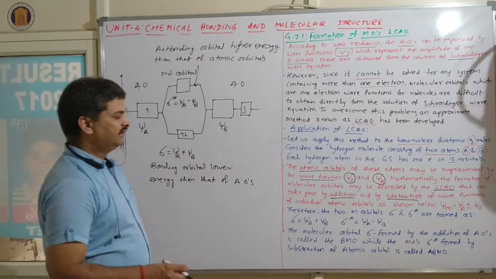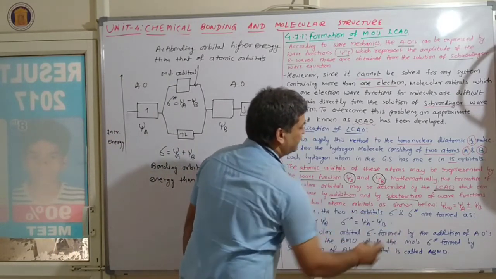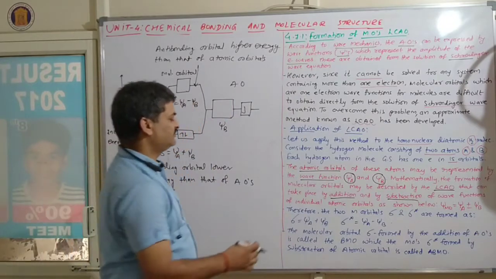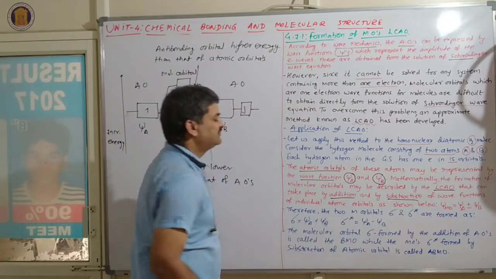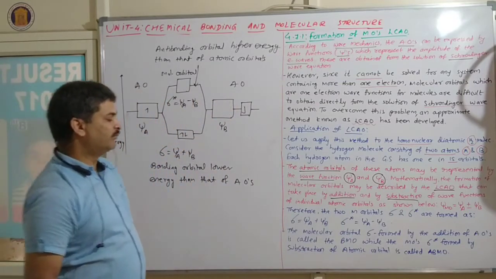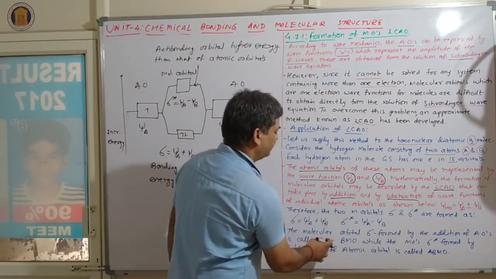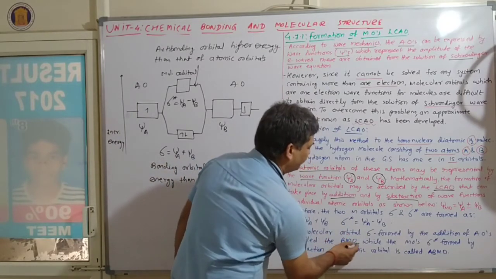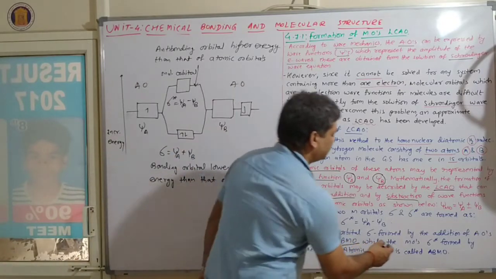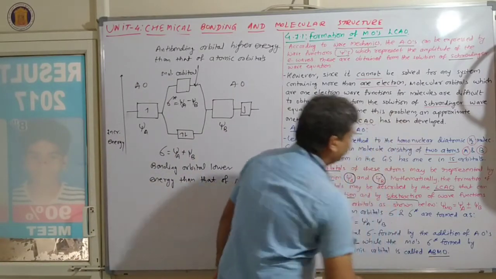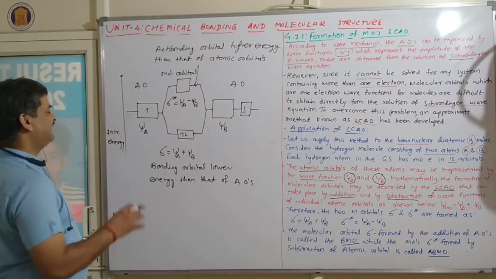Clear हुआ? Now therefore the two molecular orbitals sigma and sigma star are formed, as sigma is equal to psi A plus psi B and sigma star is equal to psi A minus psi B. The molecular orbital sigma formed by the addition of atomic orbitals is called BMO, while the molecular orbital sigma star formed by subtraction of atomic orbitals is known as ABMO. चलो same thing we can explain here.